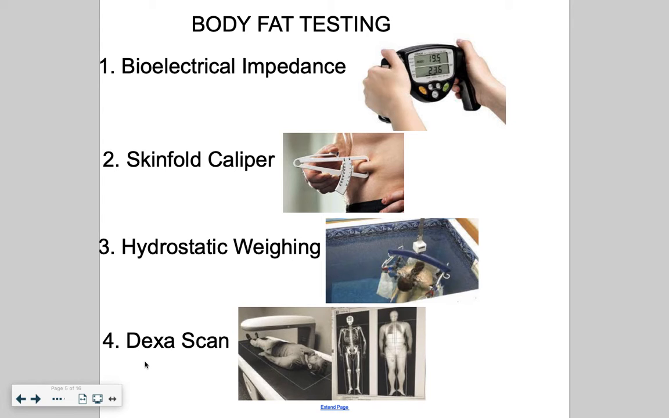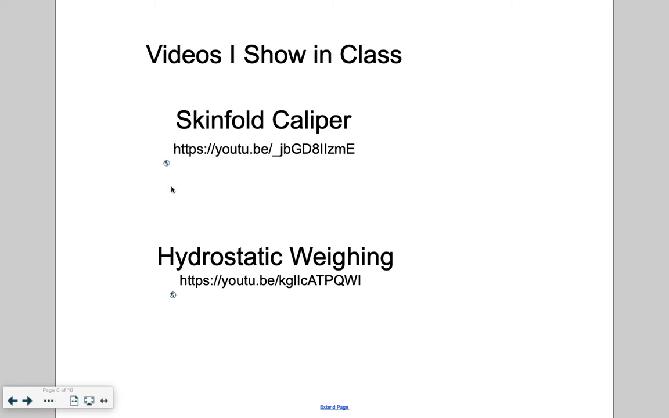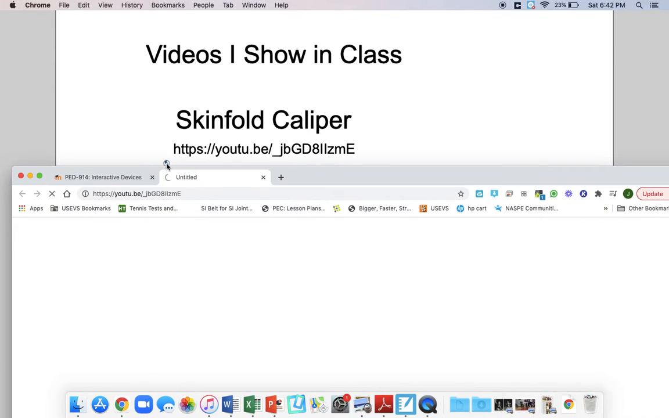And this DEXA scan, to be honest, I never heard of it until this class when I was looking through all the material. So it's a new thing I can introduce to the kids and show them what that's all about. For the skin fold caliper, here's a video I show.